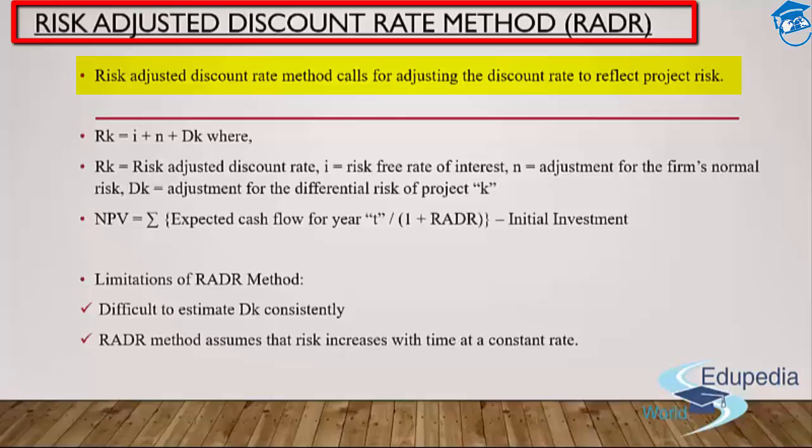Now, coming to how we'll be able to do it. There is a concept over here, which is RK = i + n + DK. RK is basically the risk adjusted discount rate. How will we compute it? We'll be adding the risk-free rate of interest to it, that is usually 6 to 7%, plus the adjustment for the firm's normal risk. What kind of normal risk is the firm bearing? Let's suppose 1%, 2%, 2.5% down the line. And on top of it, we'll be adjusting for the differential risk of project K. By project K, I simply mean, let's suppose I am into a construction kind of business. I'm setting up a plant in Odisha.